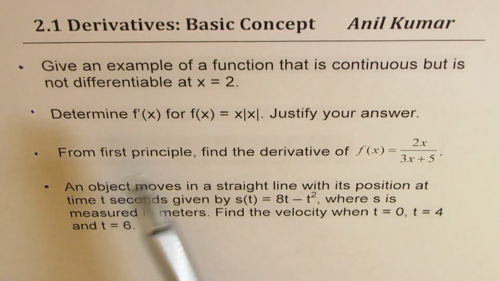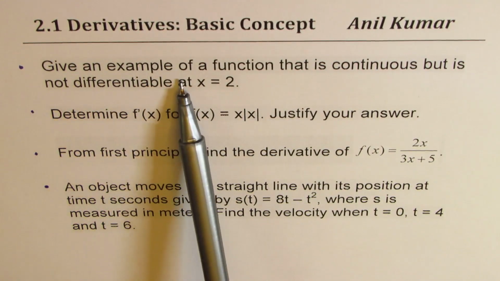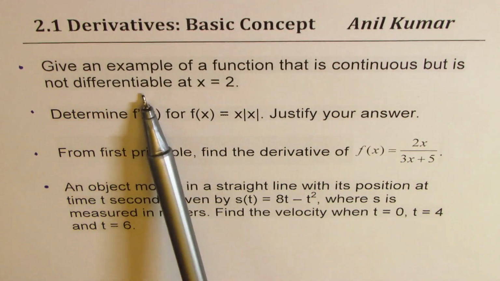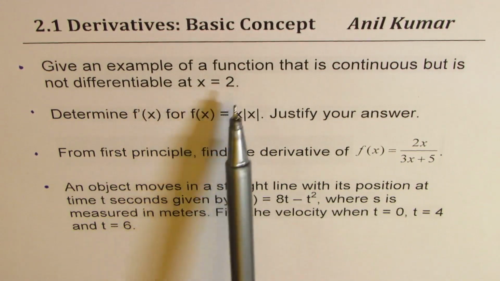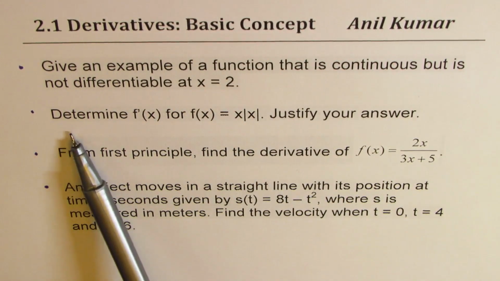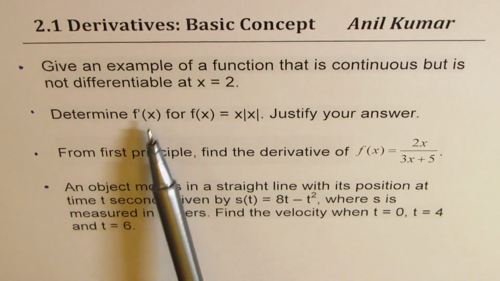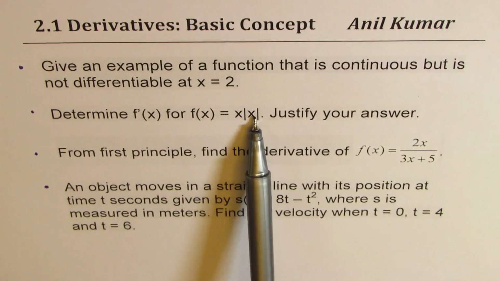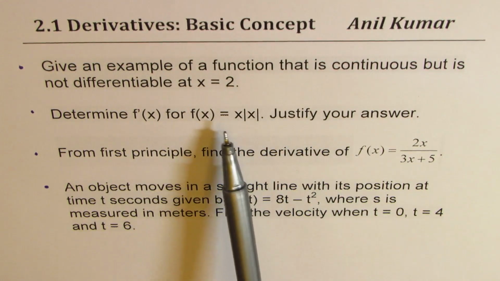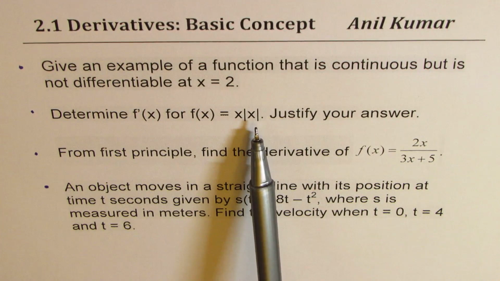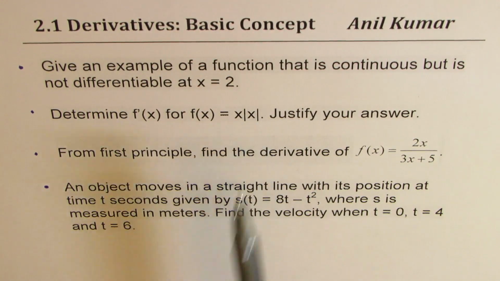So the first question is straightforward. It says, give an example of a function that is continuous but is not differentiable at x equals 2, right? So you can get a couple of examples based on this. Then determine the derivative for f of x equals x times absolute x. Justify your answer. Now, some students may say it does not exist, some may say it exists, but whatever it is, you have to justify your answer.